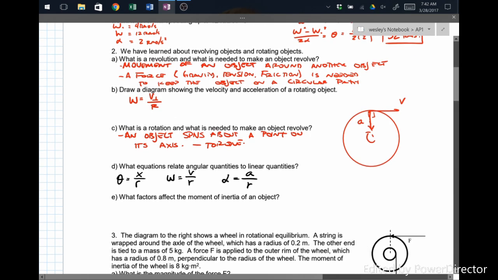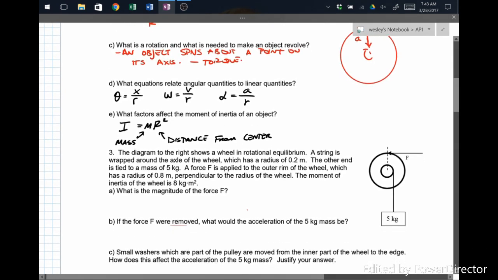For the moment of inertia of an object, moment of inertia, or rotational inertia is what we've been calling it, in general is mr squared. So what affects that are mass, total inertia, and then the distance of that mass from the center. And the general trend here is the farther away our mass goes, the bigger our rotational inertia.